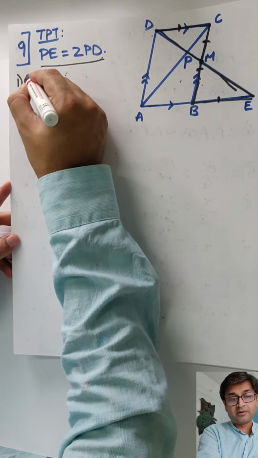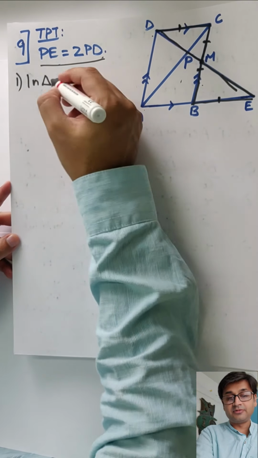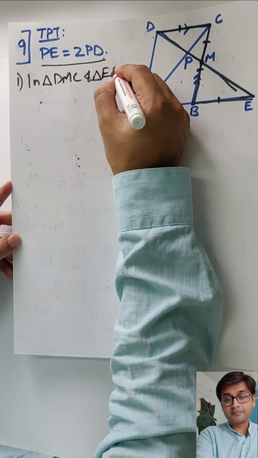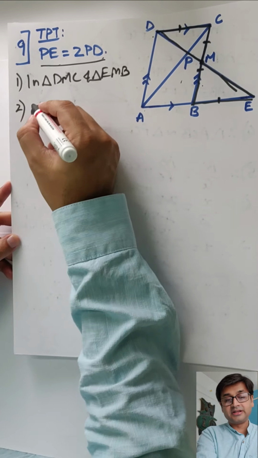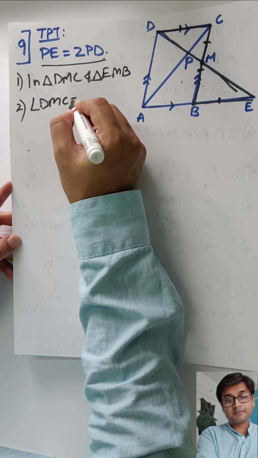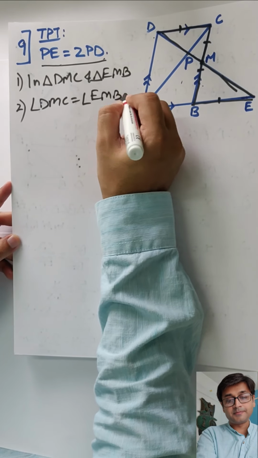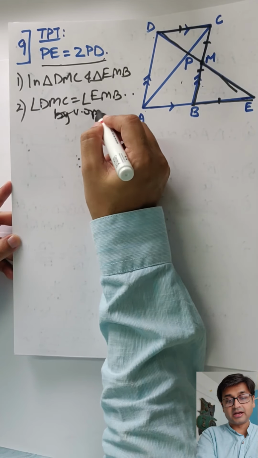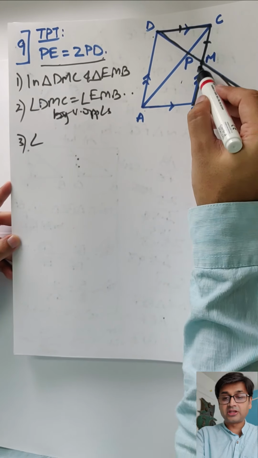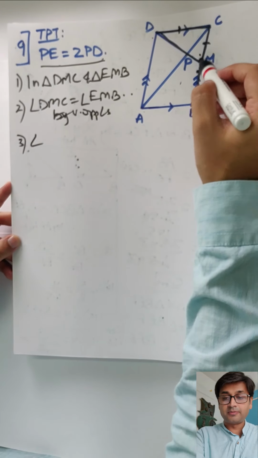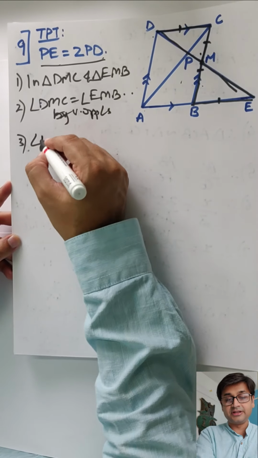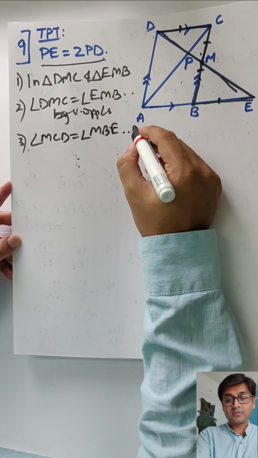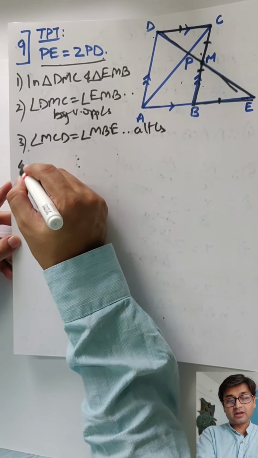Come on, hit it. So number 1, in triangle DMC and triangle EMB, I will say angle DMC equals EMB, vertically opposite angles. So I got the first one. Now these two we'll say alternate: angle MCD equals MBE, alternate angles.